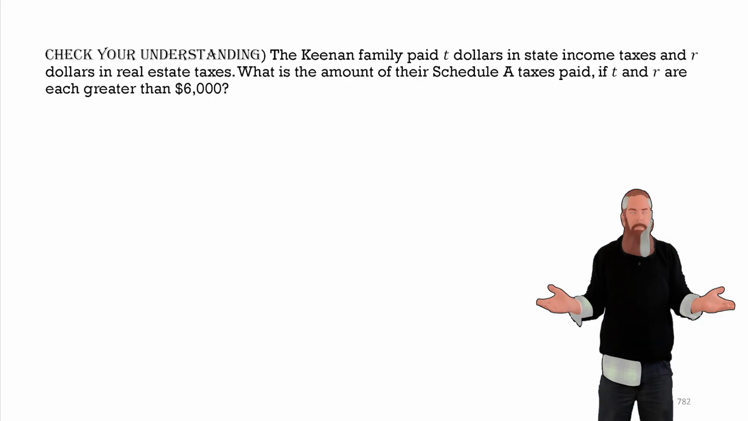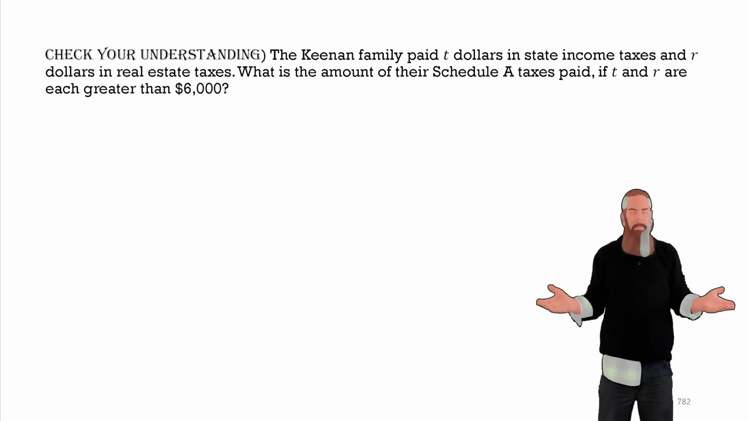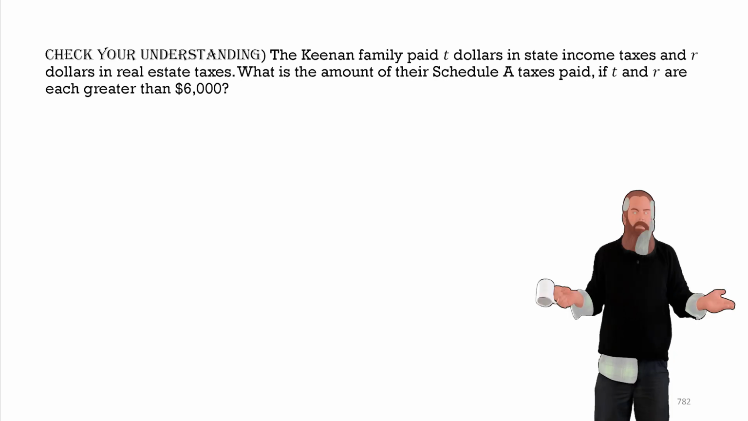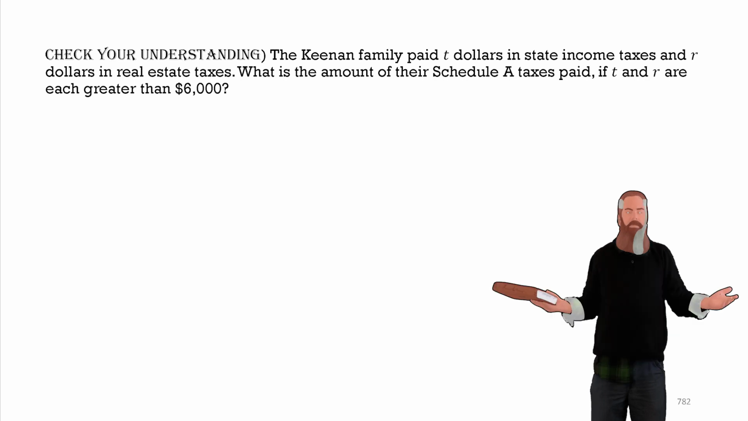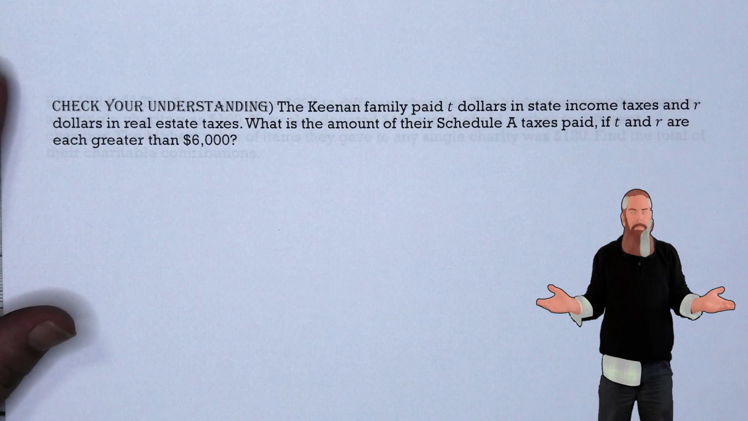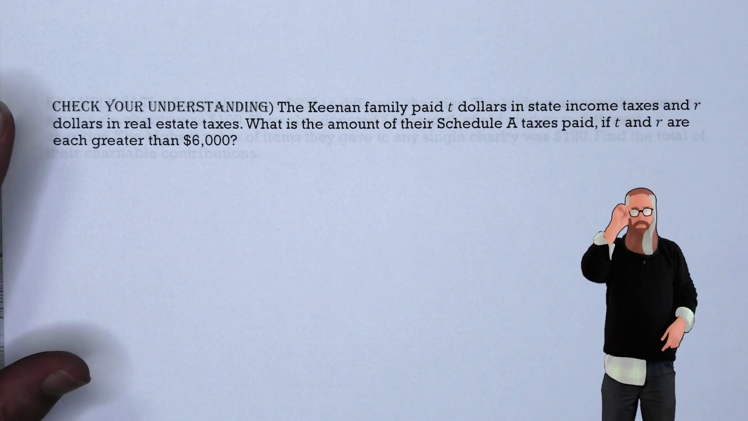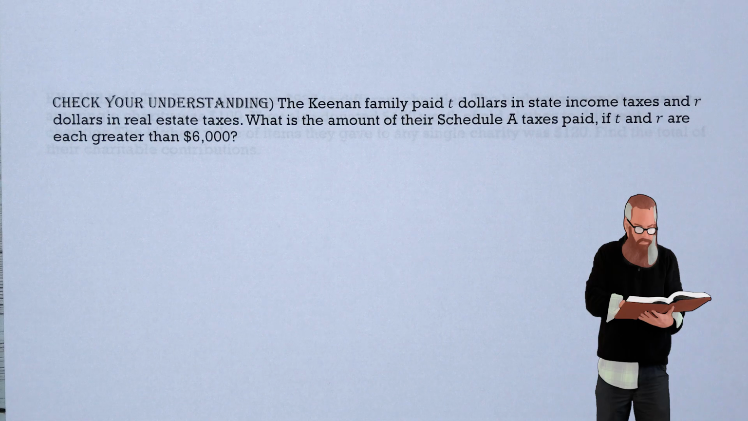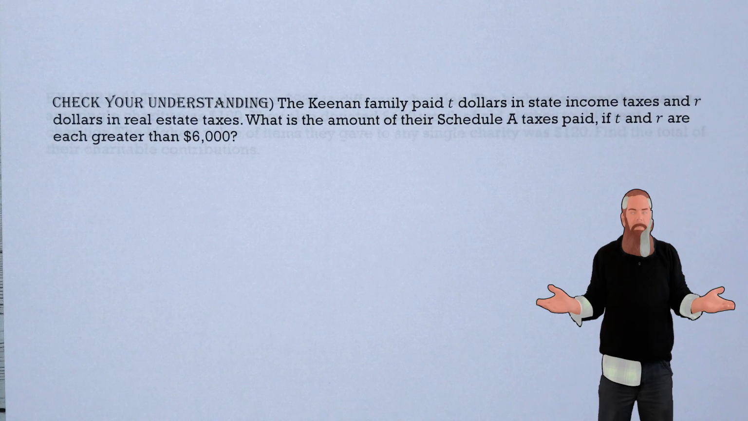Let's check our understanding of this. The Keenan family paid T dollars in state income taxes and R dollars in real estate taxes. What is the amount of their Schedule A taxes paid if T and R are each greater than $6,000? If T and R are both greater than $6,000, then total paid is over $12,000. So $10,000 is paid. Let's remember that the limitation on taxes paid as a deduction of Schedule A can change year to year.